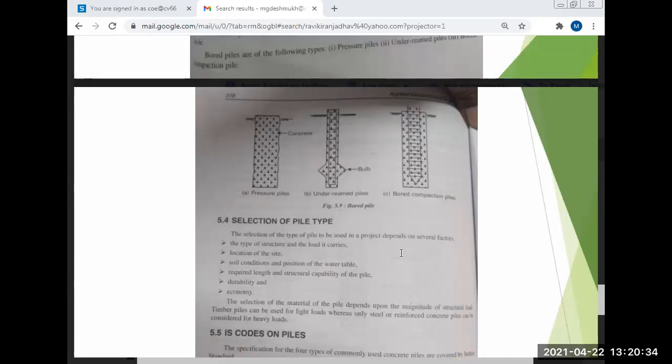मतलब क्या आप मॉल बना रहे, हॉस्पिटल बना रहे, स्टेडियम बना रहे, रोड बना रहे, what is the type of the structure and whatever the dead load and live loads are on it, and what load it is going to transfer. That we will take it.